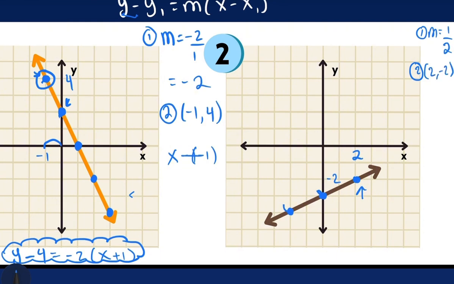And so now let's put it into point slope form, which will be y. Here this is y minus -2, so it'll be plus. It'll be y plus 2 equals 1/2, parentheses x minus 2. And that's it. That's my point slope form.